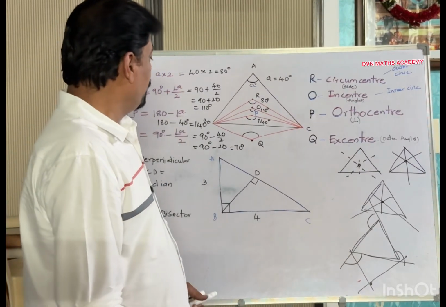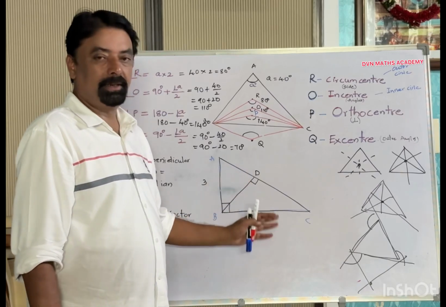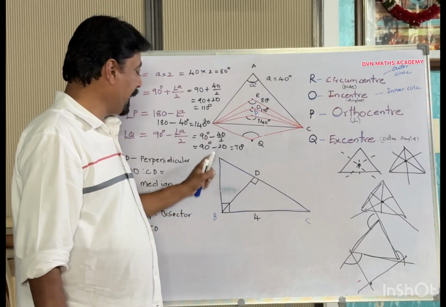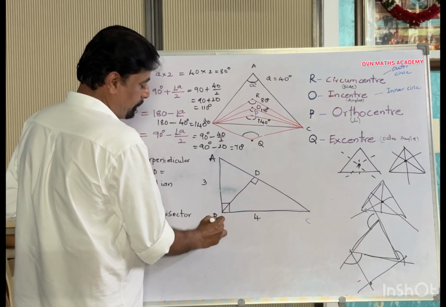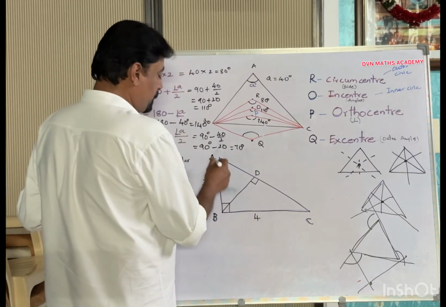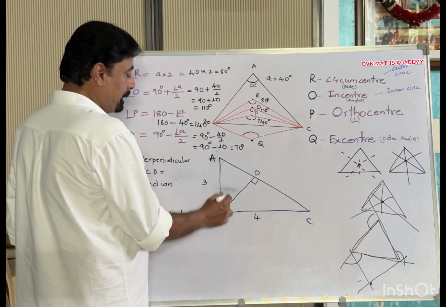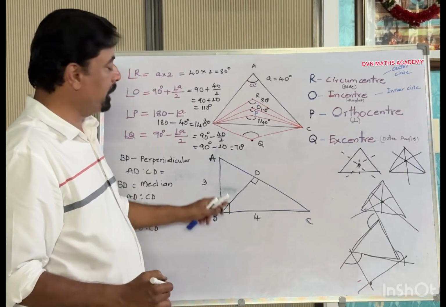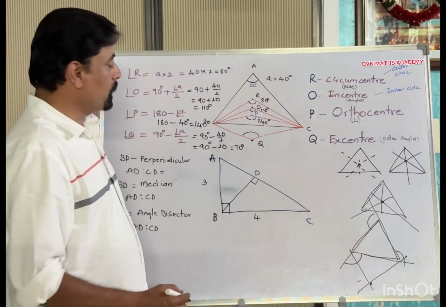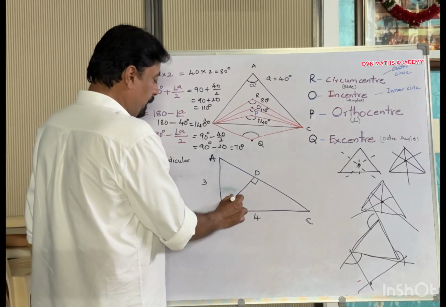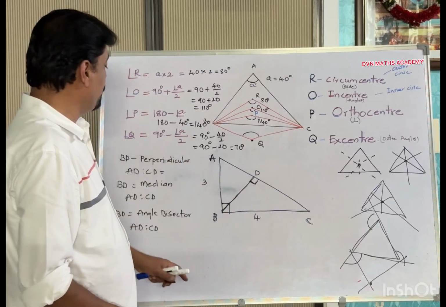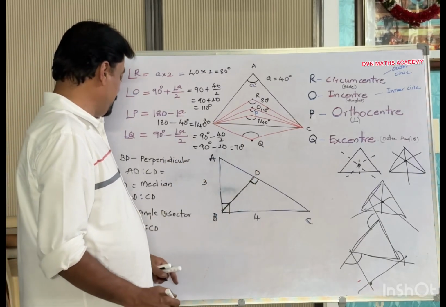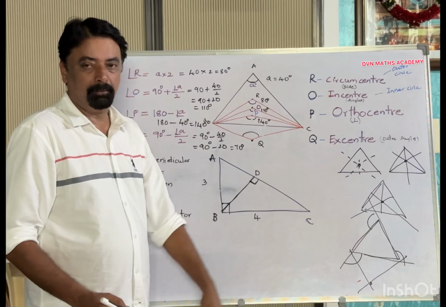Hello. So another important geometric concept here. If you see triangle ABC, and if you observe carefully, angle B is 90 degrees. Therefore, triangle ABC is a right angle triangle. So if I draw BD, this BD may sometimes be perpendicular to AC, sometimes it may be the median, sometimes it may be the angle bisector.